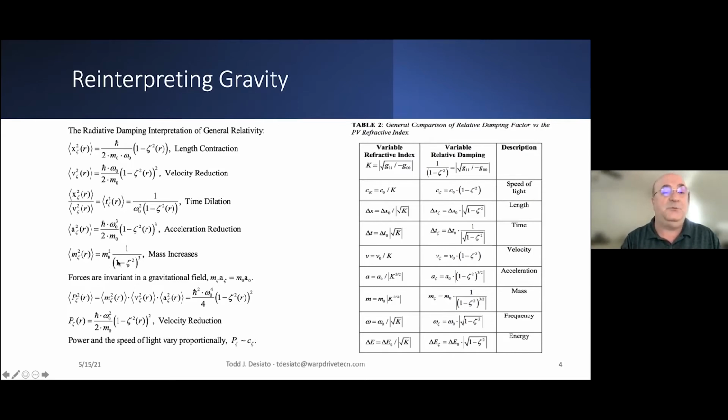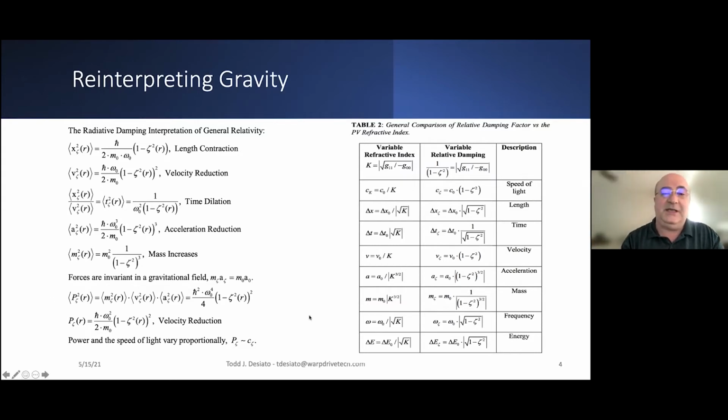And then mass, which I explained in my previous presentation, is the surprise element. In order for force to remain invariant, meaning that forces we measure outside of the gravity well are the same as what we would measure inside the gravity well, force and angular momentum don't change. And in order for that to be true, then mass has to change. So your rest mass will increase as it falls into a gravity well.